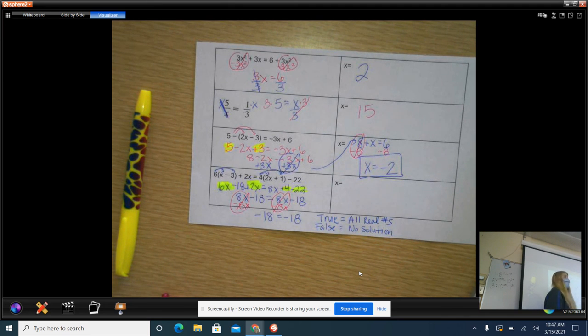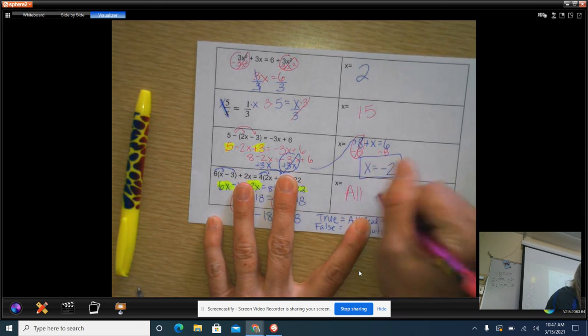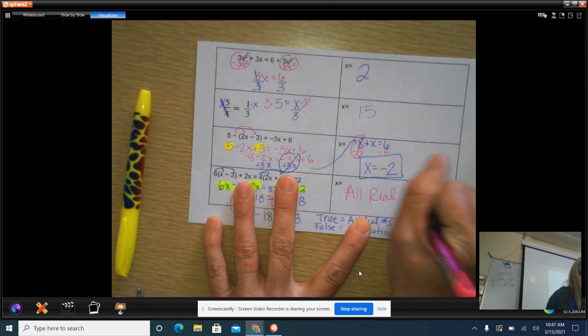However, sadly enough, if I have a no solution, it means in the entire universe of all numbers that exist in the world and imaginary numbers that don't even exist, there's nothing I can plug in to make that statement true. It's a failed equation. It's very sad. So our answer for that last problem is all real numbers.